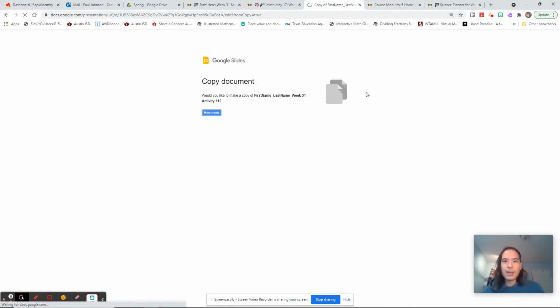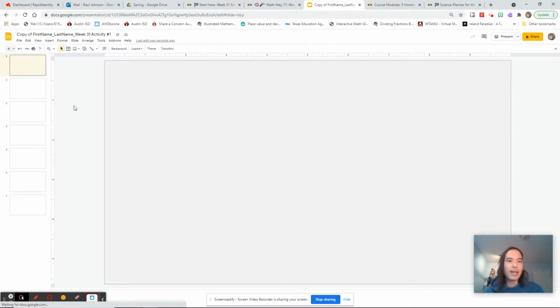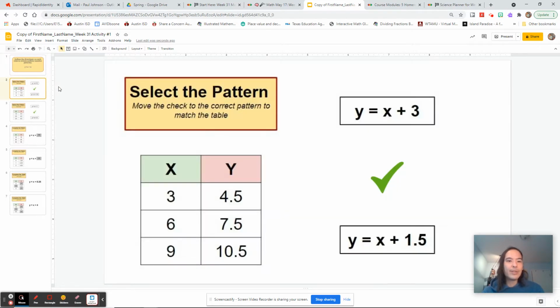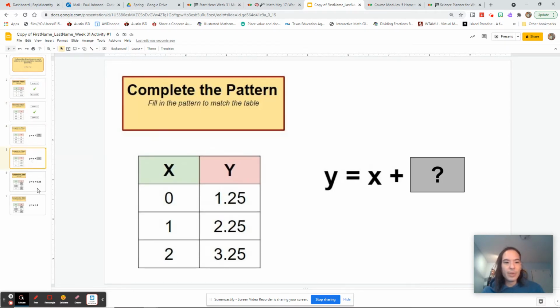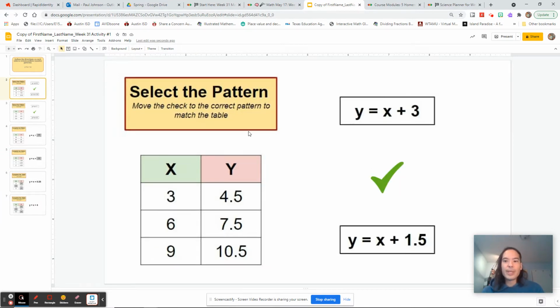So let's take a looky look. Today's assignment is going to have tables because we're going to be looking at the input-output tables for today and tomorrow. Today we're looking at additive rules, and tomorrow we'll be looking at multiplicative rules. Remember, an additive rule is when you're adding to your input to get your output, and then a multiplicative rule is when you're multiplying times your input to get your output. So today is strictly additive rules, where we are adding.